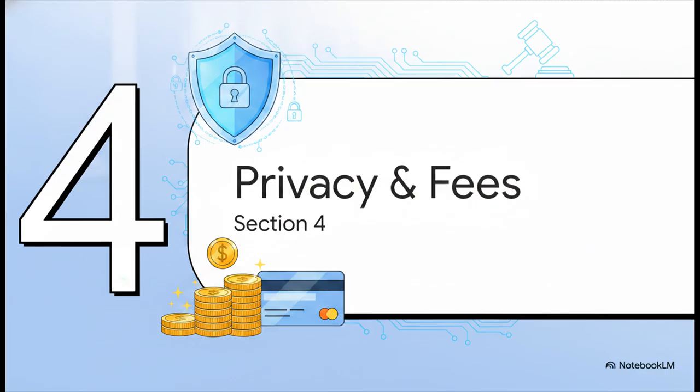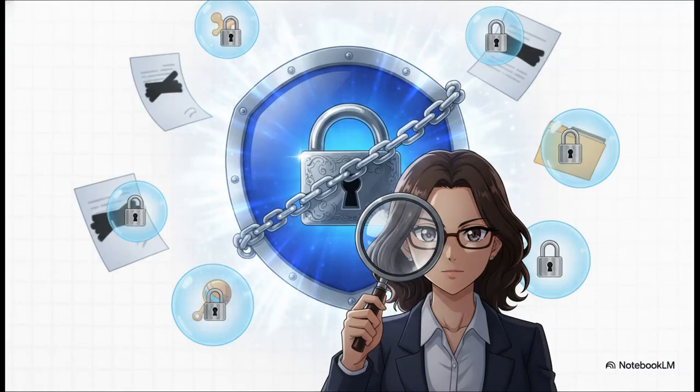Which brings us to part 4, privacy, restrictions, and fees. Now, as much as the judicial system aims for transparency, there are strict boundaries you have to anticipate. Courts are constantly balancing your right to know with an individual's right to privacy. Because of that, some files are just entirely off limits to the public.